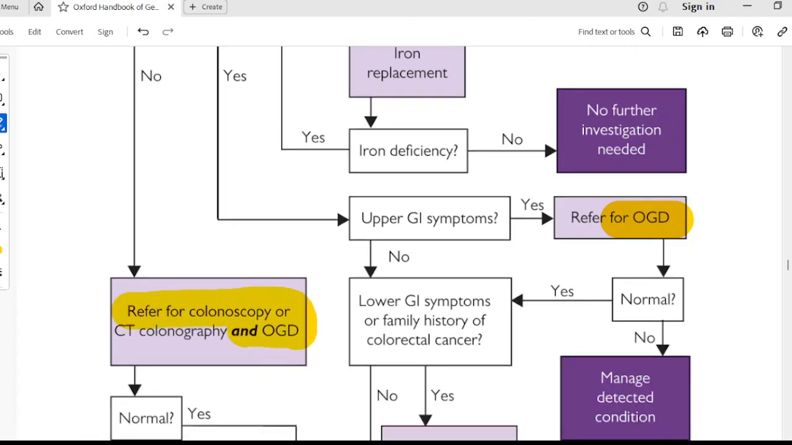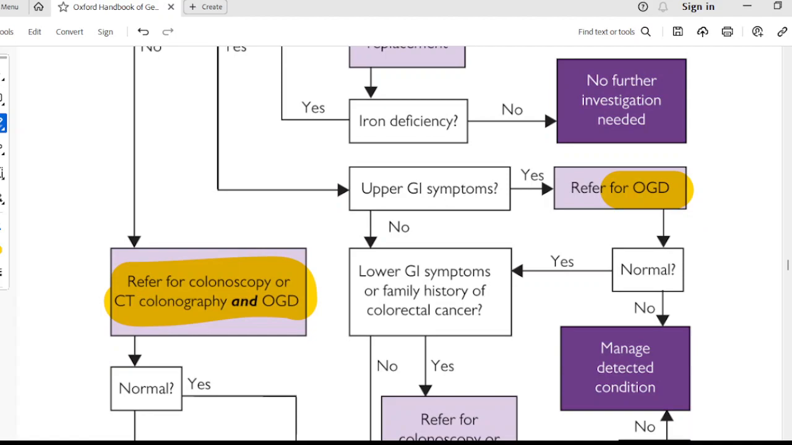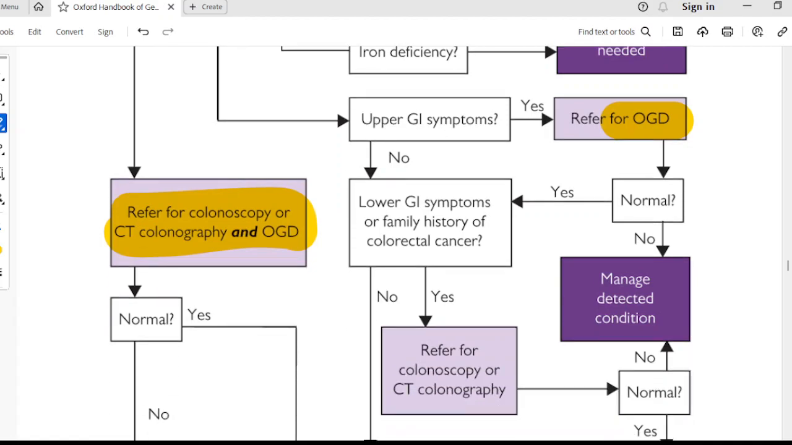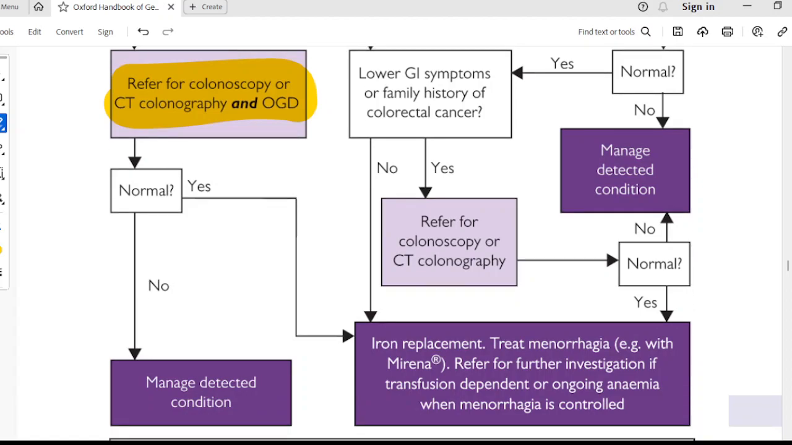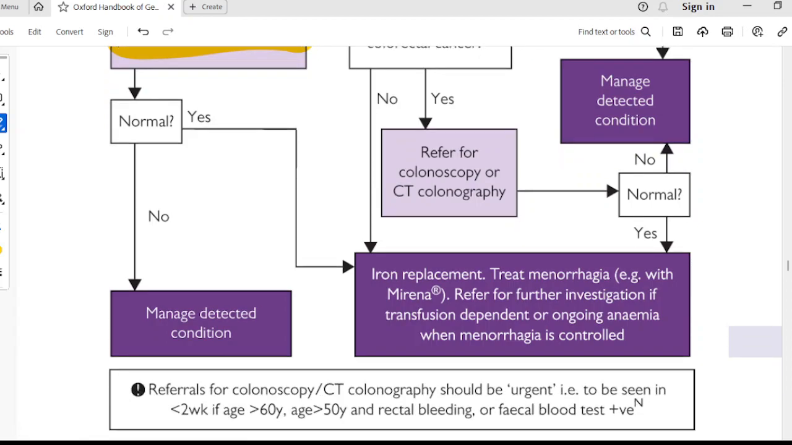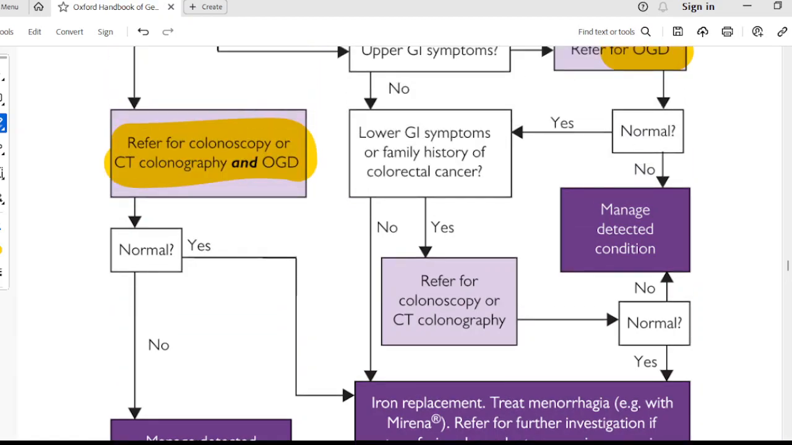So if the patient is not menstruating, you have to find out other non-menstrual causes of GI blood loss. So you look for causes of blood loss, that is colonoscopy, CT colonography, and esophageal duodenoscopy. If all of these are normal, then just give iron replacement, treat menorrhagia with Mirena, and refer for further investigation for transfusion dependent or ongoing anemia when menorrhagia is controlled. If abnormal, manage the detected GI condition.